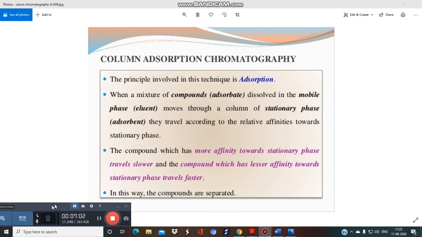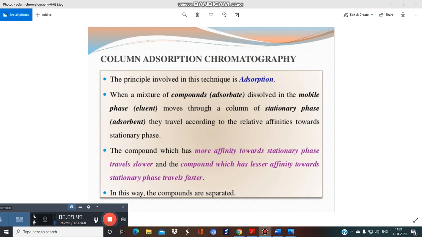Please see again. Actually, this is column chromatography, and we are going to cover this concept in detail, but just see this. The principle of column chromatography is that it is a type of adsorption chromatography. That's why I'm showing this slide. In this, the compounds present in the sample, in the extract, which have more affinity towards the stationary phase travel slower, and the compounds which have lesser affinity towards the stationary phase, meaning more affinity towards the mobile phase, travel faster, because the mobile phase has a tendency to travel whereas the stationary phase remains stationary.